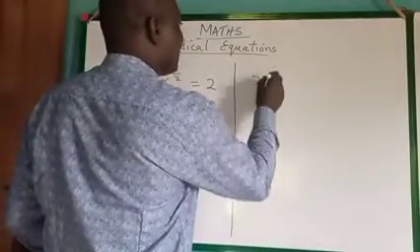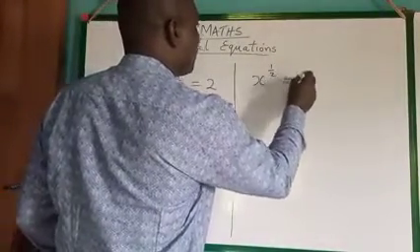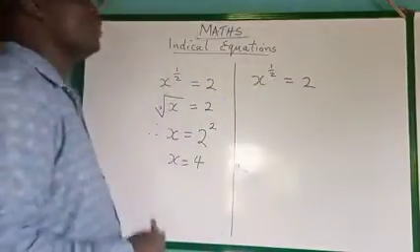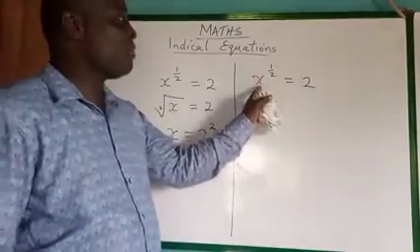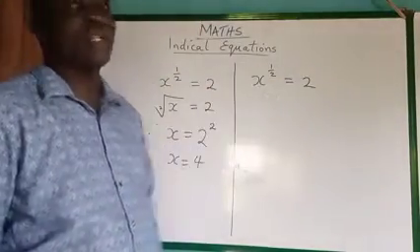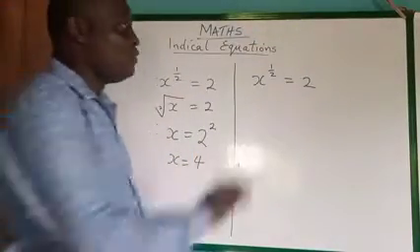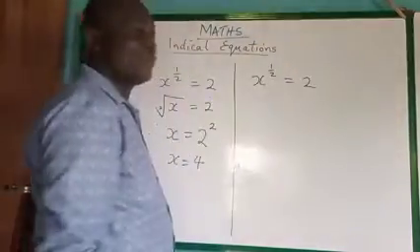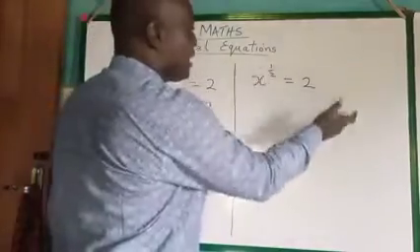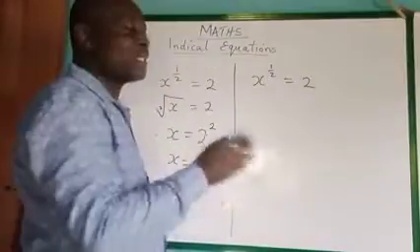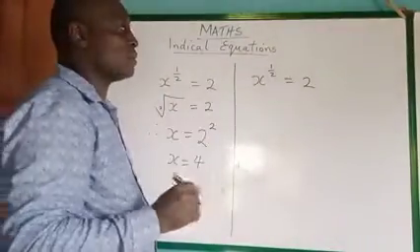We have x raised to power 1 over 2 is equal to 2. Do you know that if a number or an unknown is raised to a fraction, you can actually move that fraction to the other side of the equation? You can move this fraction to the other side, whether it's on the left or the right, and you're moving it to any of the two sides. Look at how it goes.